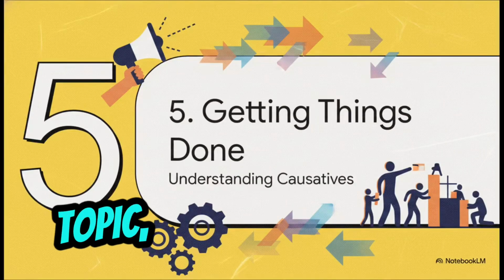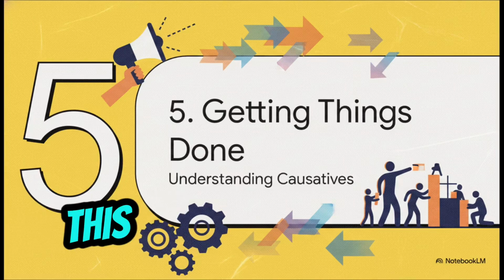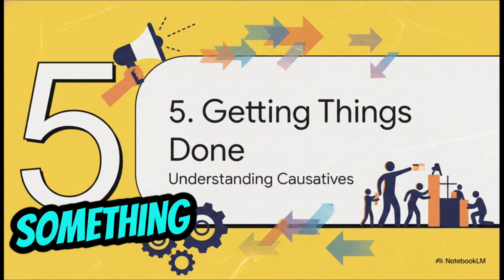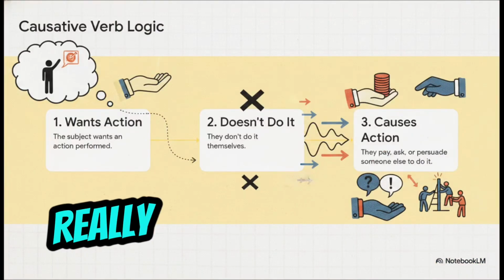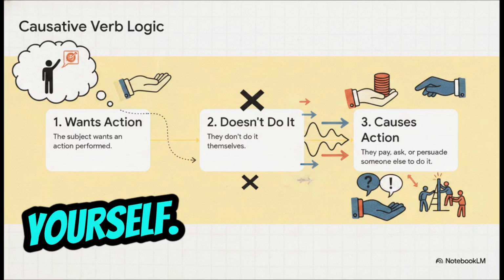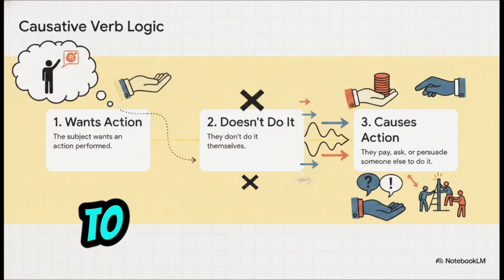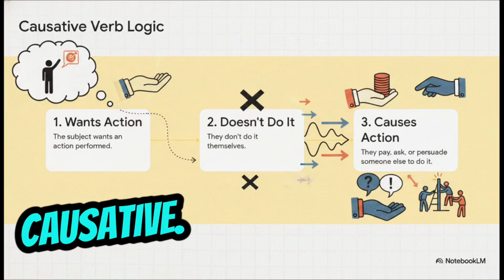All right, for our last topic, we're diving into something super useful, causatives. This is the grammar of delegation. It's what you use when you don't do something yourself, but you make sure it gets done. The logic behind this is actually really simple. One, you want something done. Two, you're not doing it yourself. And three, you cause someone else to do it for you, whether you're paying them, asking them, or trying to convince them. That's a causative.